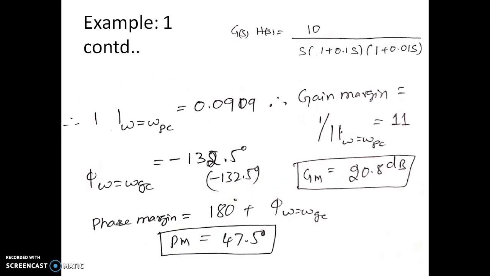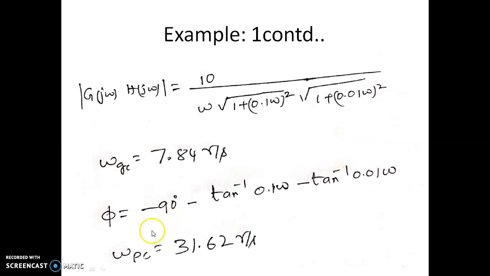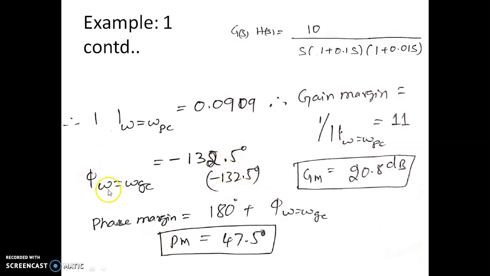Let us see what the gain margin and phase margin are. The magnitude at omega equal to omega pc is 0.09, which gives a gain margin of 1 over this quantity, which is 11. In terms of dB, it is 20.8 dB. You can see it is positive. Now, how do we define the phase at omega equal to omega gc?